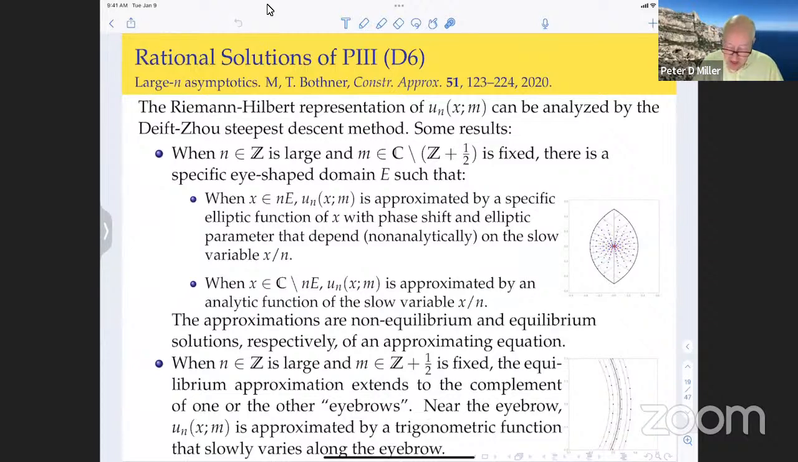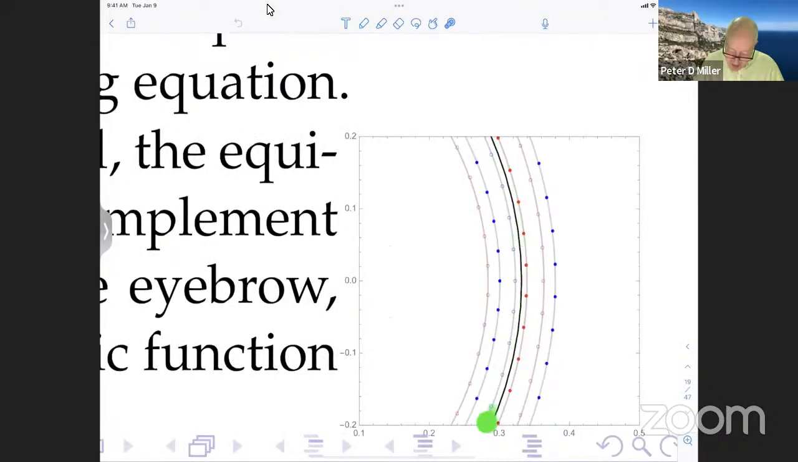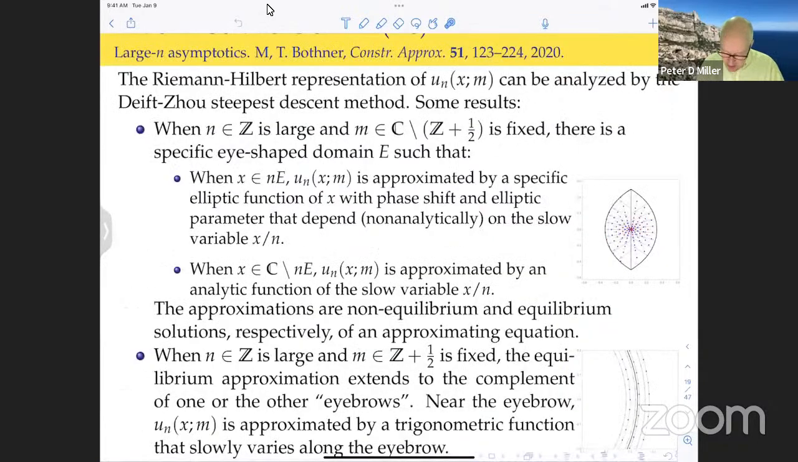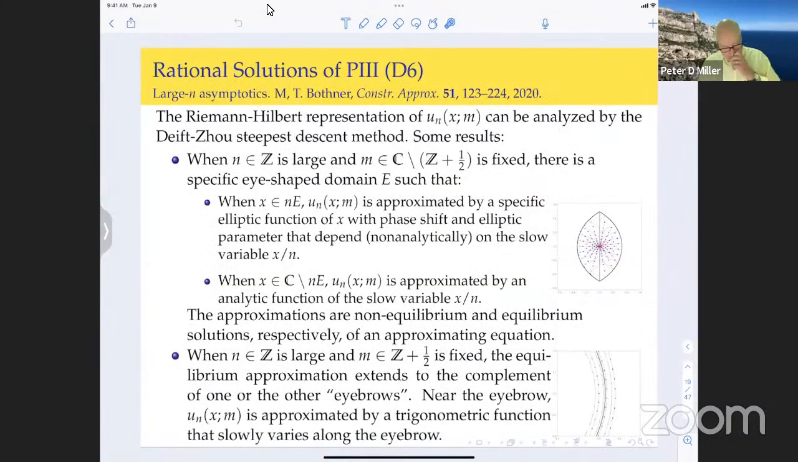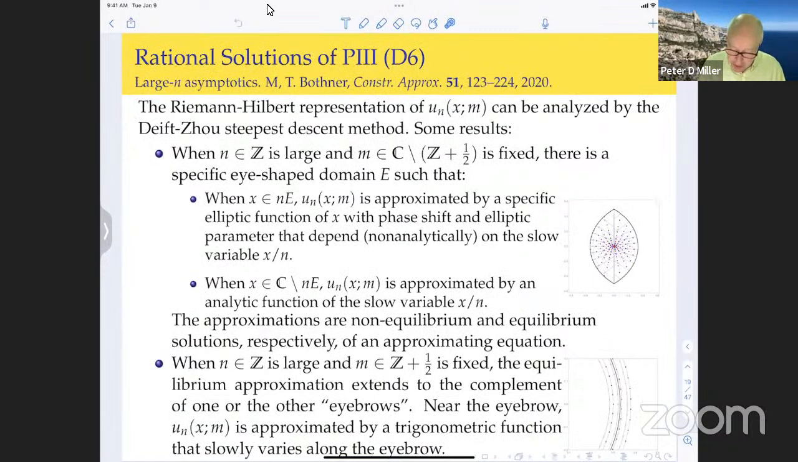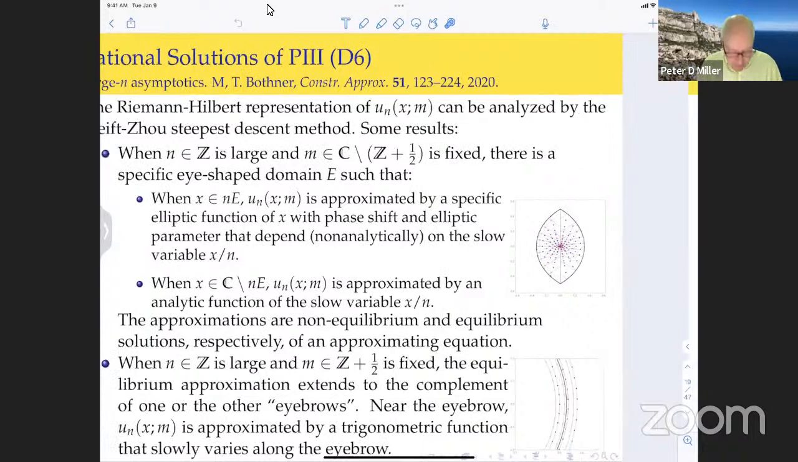So here, this is sort of zooming in, and this dark curve is just the right eyebrow. And then you see that there are finitely many curves that are attracting poles and zeros of the actual rational solution. The number of these curves, roughly parallel to the boundary, is related to the size of this half integer value of m. Okay. So these are some results that come out of that Riemann-Hilbert analysis in the case of the rational solutions. All right. So now I want to go back to the D7.